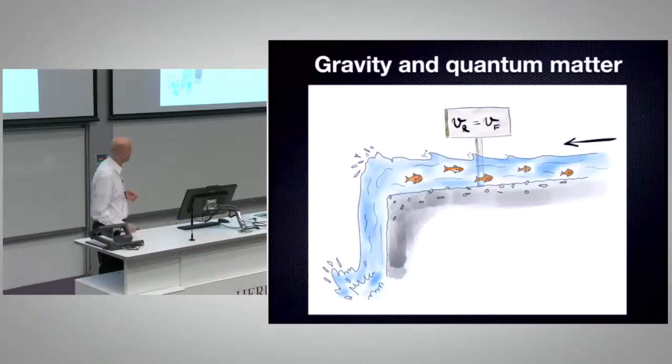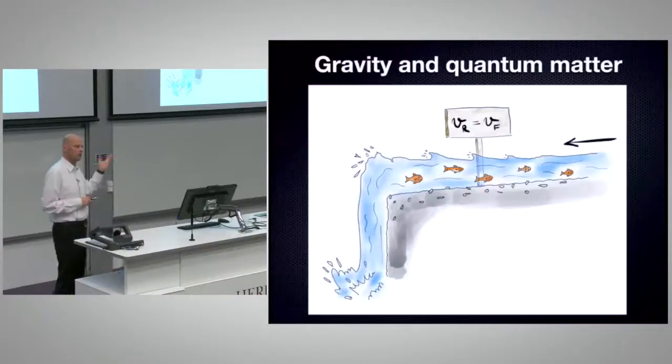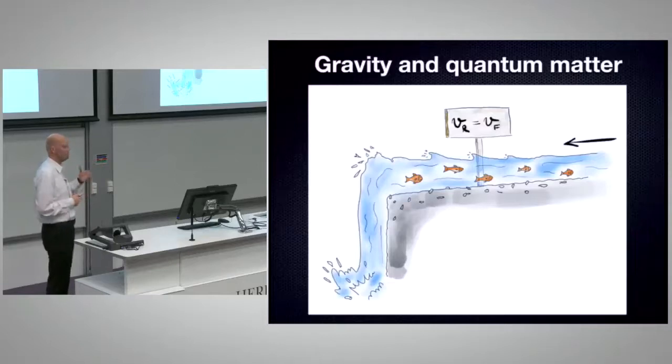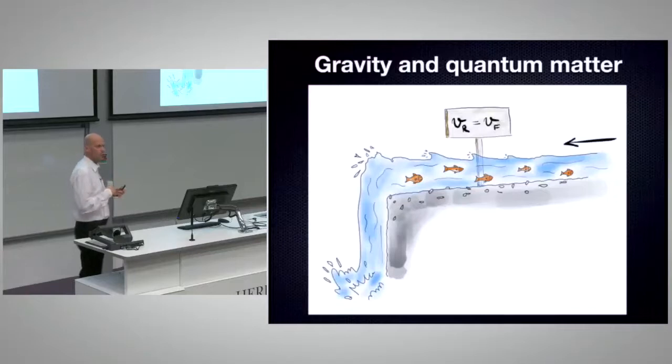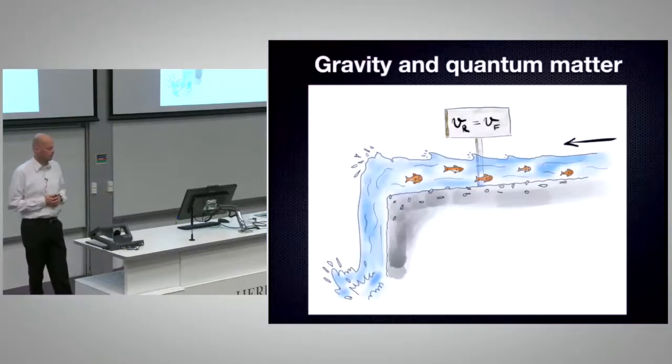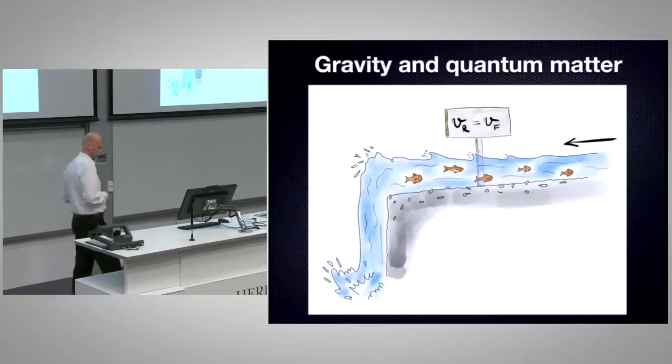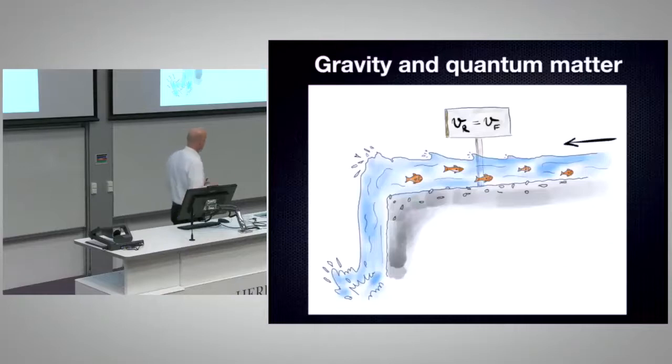So what we can do then is analyze this gravitational analog system, and look at the quantum effects near black holes and try to understand what it means for creating these waves near the horizon. So this is an example of what you can do with gravity in quantum fluids.